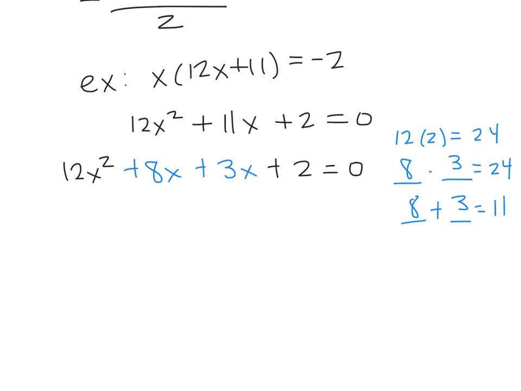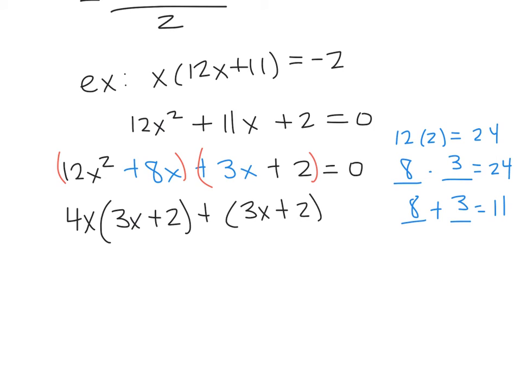Okay, so now let's group the first two terms together, the second two terms together. We look at those separately, factoring out a common factor from the first group. There's going to be a factor of 4 and a factor of x. So dividing 12x squared by 4x, we're left with 3x. Dividing 8x by 4x, we're left with 2. Now, let's look at the next one. There isn't anything that we can factor out. So we're just left with plus 3x plus 2 as it is.